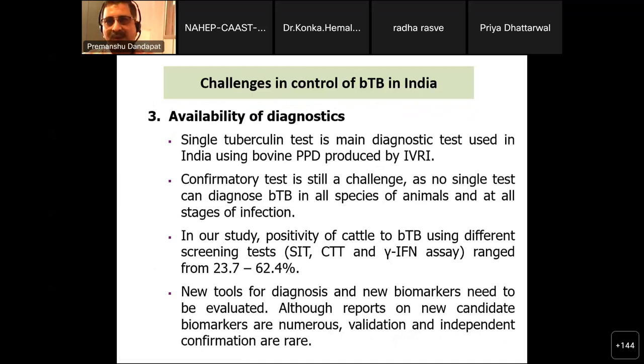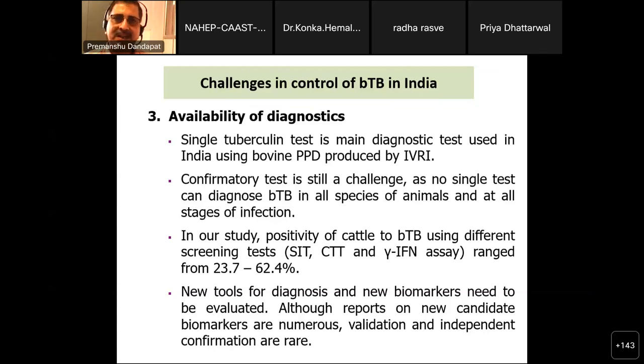We don't have the proper diagnostics in our country. So for the research purpose, I'm procuring, and it's so costly, even to screen 400 animals by gamma interferon as a kit, the kit is costing around 3.5 lakhs. In India, we are only producing bovine tuberculin, which IVRI is the only producer. We don't have the avian PPD in our country, so even we can't do the comparative tuberculin test. We also don't have an indigenous IGRA, means nobody has developed it yet in India, so we are procuring. So lots of diagnostics are really required.